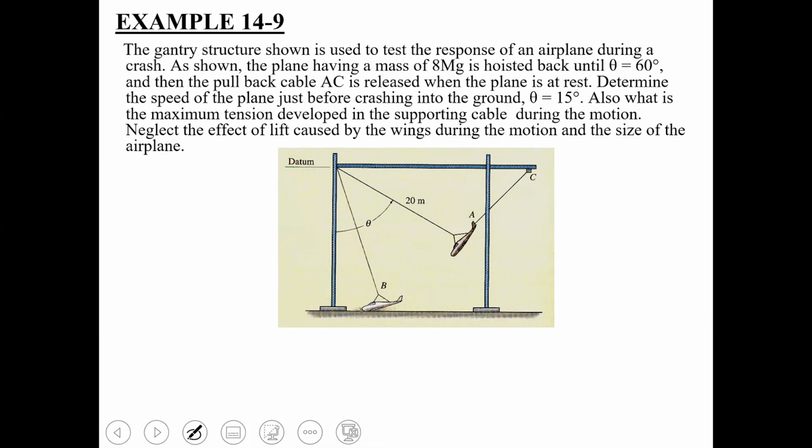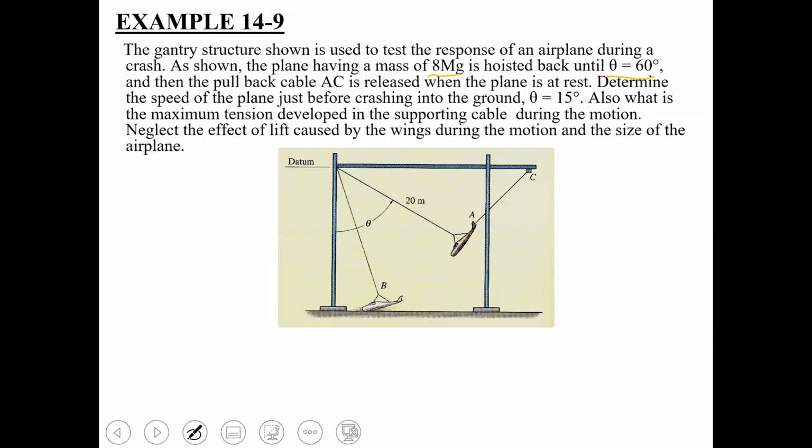चलिए ठीक है, फिर starting with example 14-9 in which a gantry structure is shown which is going to be used for testing the response of an airplane during a crash. As shown, the plane having a mass of 8 megagrams. So आपने सबसे पहले तो इस mass को kg में convert करना है. So how much kg is going to be this mass? 8,000 kg.